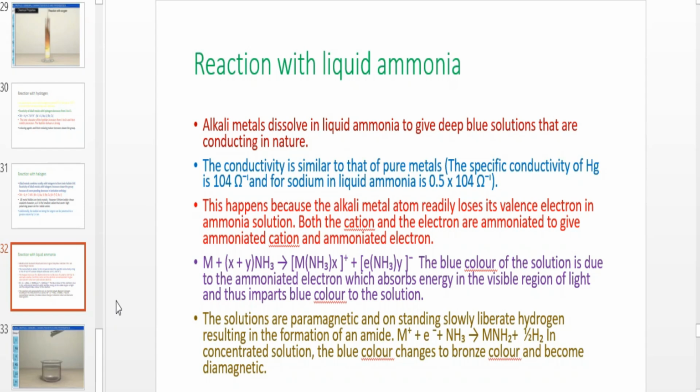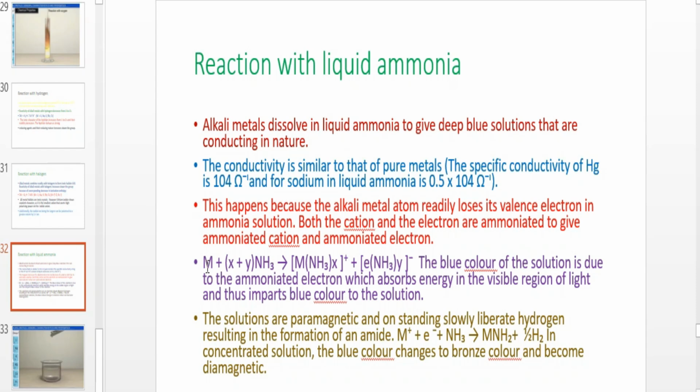The second reason is that when the alkali metals are dissolved in ammonia, the alkali metal loses its valence electron. When it loses the valence electron, a cation and an electron are formed. Ammonia combines with the cation to form an ammoniated cation, and with the electron to form an ammoniated electron. That is why we see this conductivity.